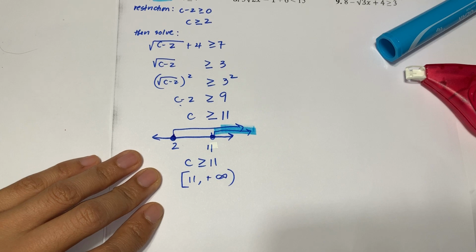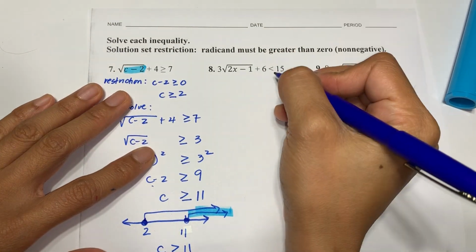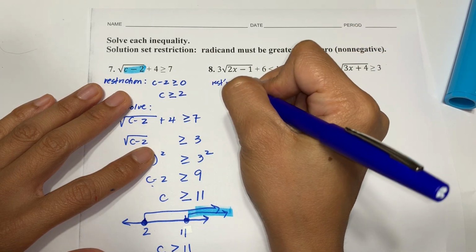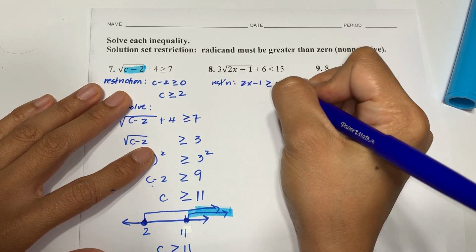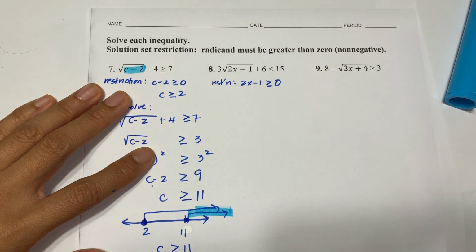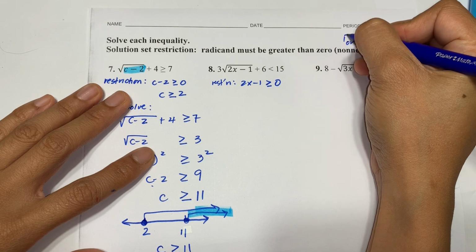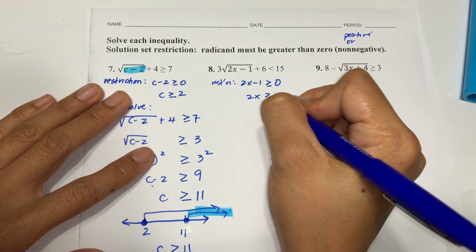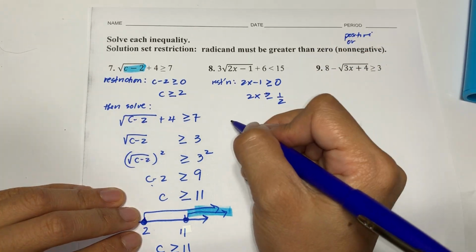Okay. Next one, number 8. Same thing, do the restriction first. 2x minus 1 has to be greater than or equal to 0, so that the radicand is positive. Okay. So that is 2x is greater than or equal to 1, so x is greater than or equal to 1/2. Okay, that's the first part. Then you solve it.